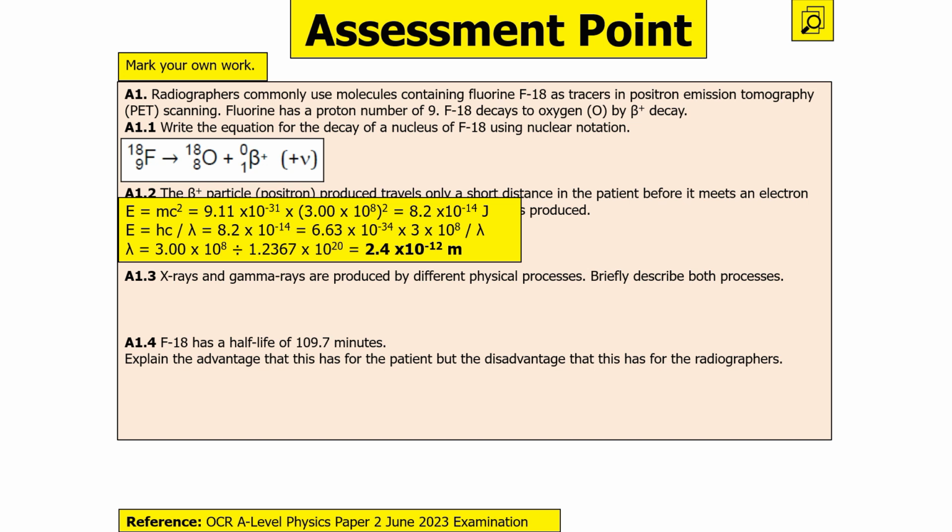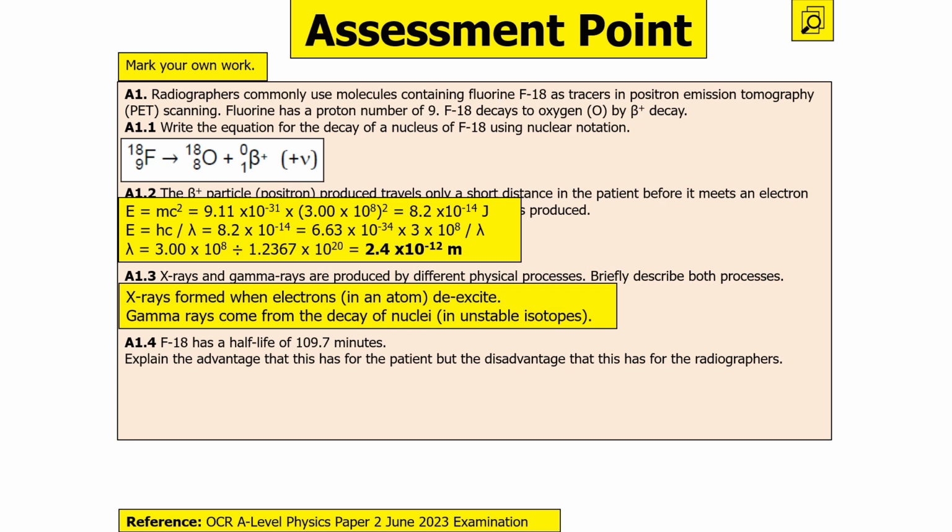E equals hc over lambda. So we know that, and then you work it through, pop it all through and you get the value there, and then lambda therefore is 3 times 10 to the 8 over 1.2367 times 10 to the 20, so it's 2.42 times 10 to the minus 12 meters. Now, X-rays are formed when electrons de-excite and release energy, whilst gamma rays come from the decay of the nuclei in the atom itself.